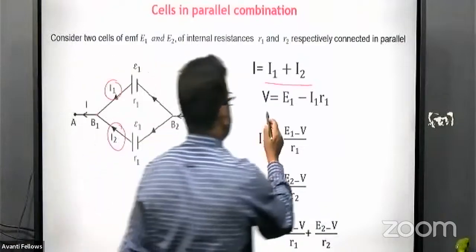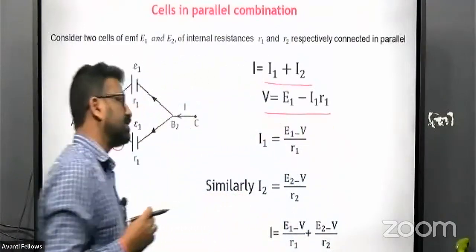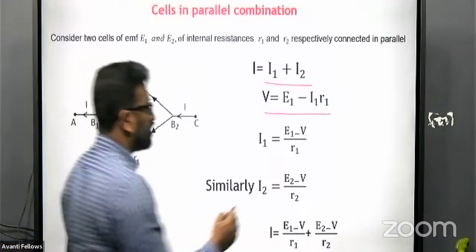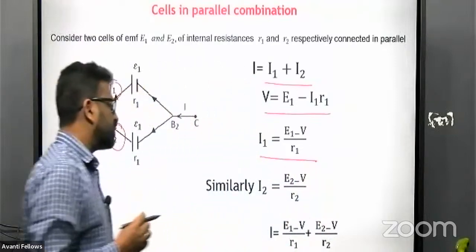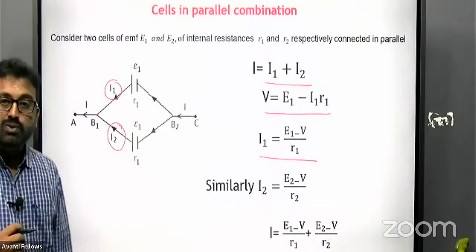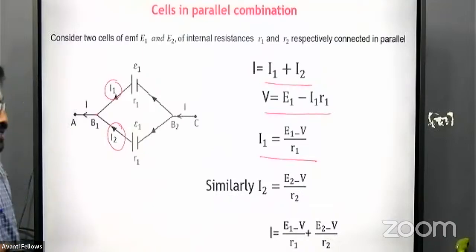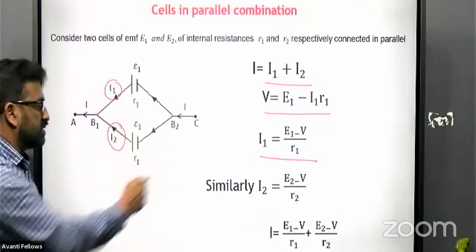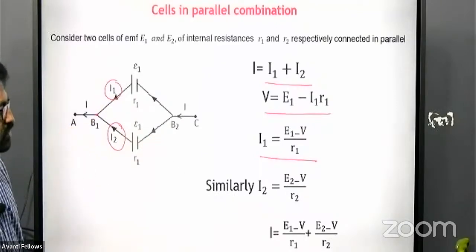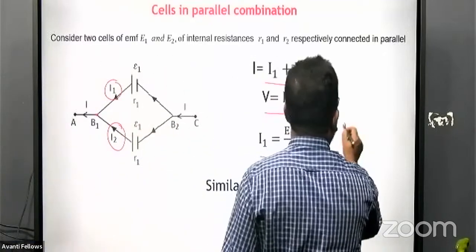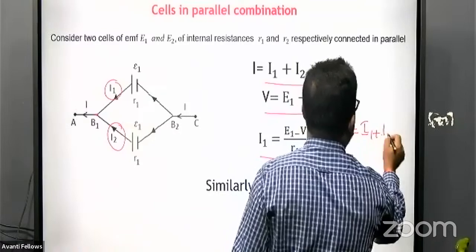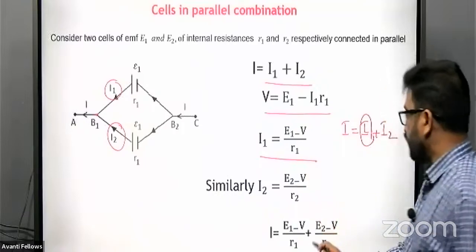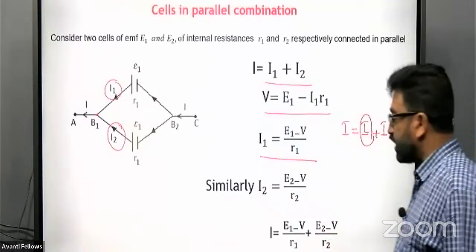We have learned that V, the potential difference of the first cell, is E1 minus I1 R1. So I1 can be written as E1 minus V divided by R1. Similarly, I2 can be written as E2 minus V divided by R2. So the total current meeting here will be equal to I1 plus I2. I1 is E1 minus V by R1, E2 minus V by R2, like that it comes.